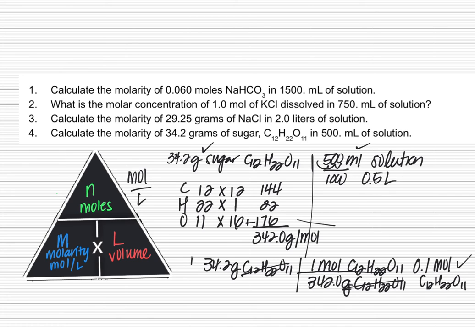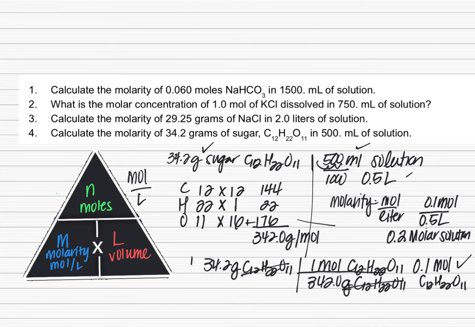So now we have our moles and we have our liters, so we can go ahead and divide and find our molarity. So molarity equals moles over liter, so in this case it would be 0.1 mole in 0.5 liters. So our answer would be 0.2 molar solution of sugar, or C12H22O11. So we would say our molarity is 0.2. And of course that big M stands for molarity.